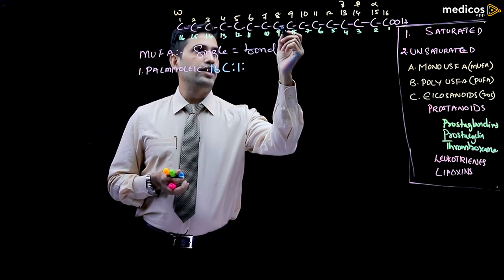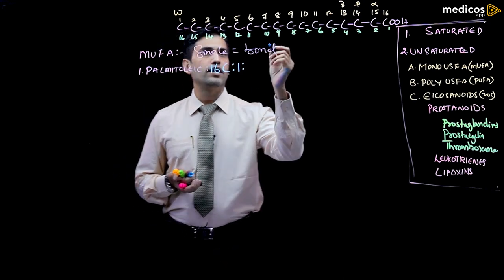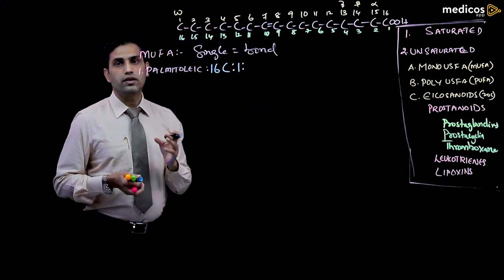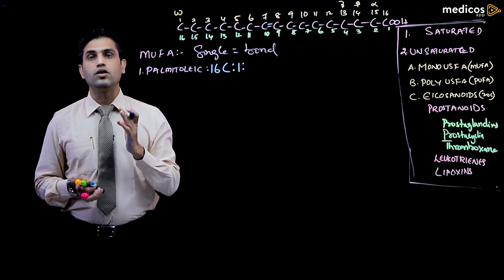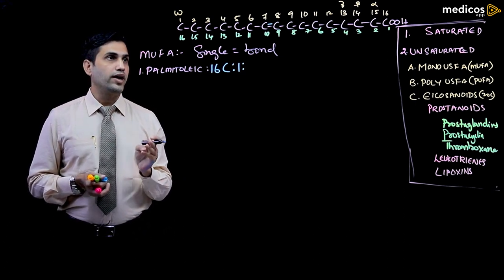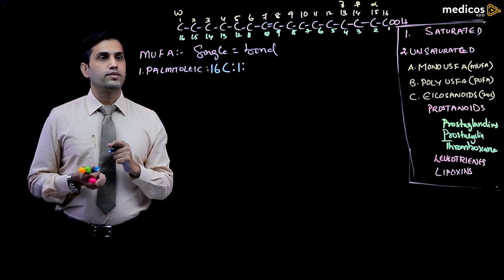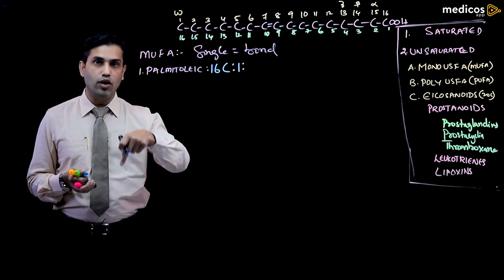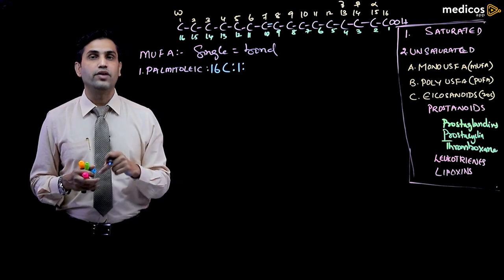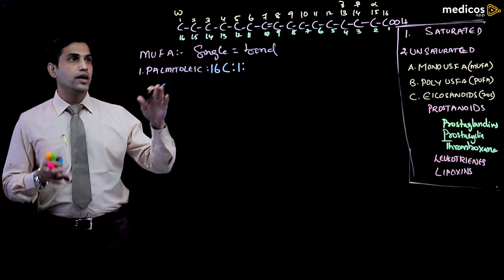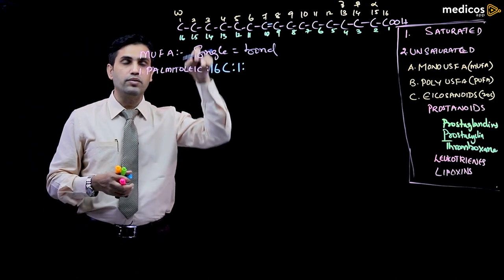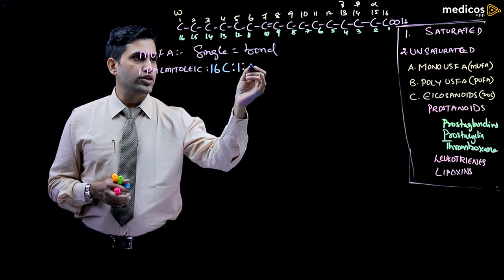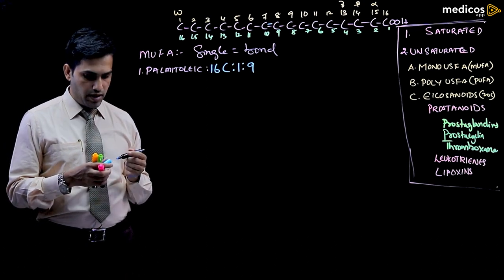Where is the double bond present? It is present on the ninth carbon. Remember, whenever there is a double bond, the first double bond inside the body is always inserted at the ninth carbon. Why? Because there is an enzyme called delta 9 desaturase which is present in humans, and that will incorporate the double bond during fatty acid synthesis. That enzyme will incorporate only at the C9 position. Rest all are modifications of this, but first bond is formed at C9 by delta 9 desaturase. So 16 carbons, one double bond at position number 9.